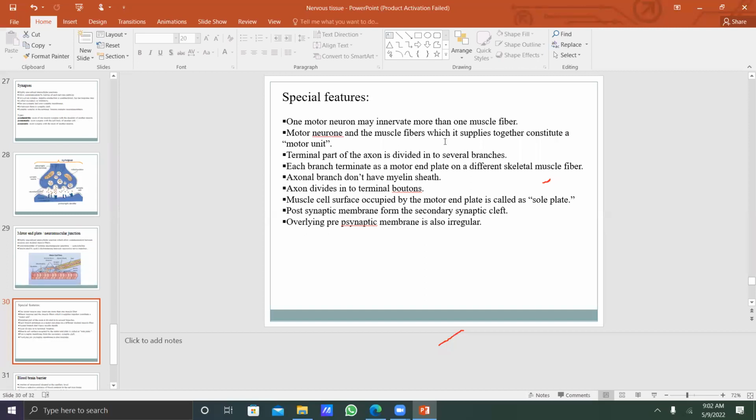To supply more than one muscle fiber, the terminal part of the axon is divided into several branches. Each branch terminates as a motor end plate on a different skeletal muscle fiber. So one motor neuron's axon divides into several terminal branches, and each terminal branch acts as a motor end plate on a different skeletal muscle fiber. Altogether, this motor neuron and the skeletal muscle fibers it supplies constitute a motor unit.